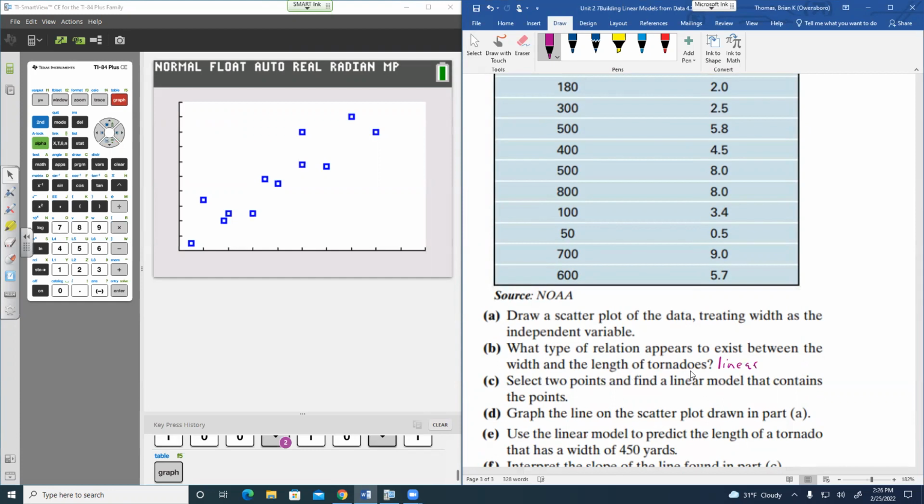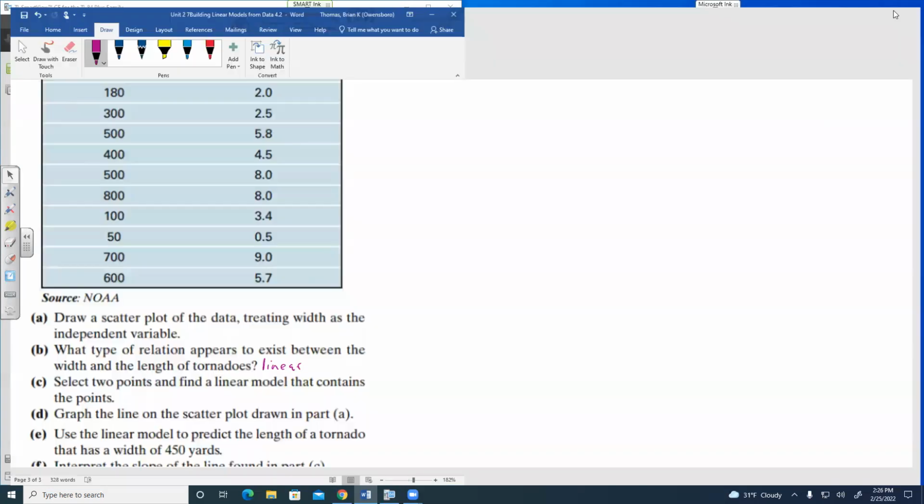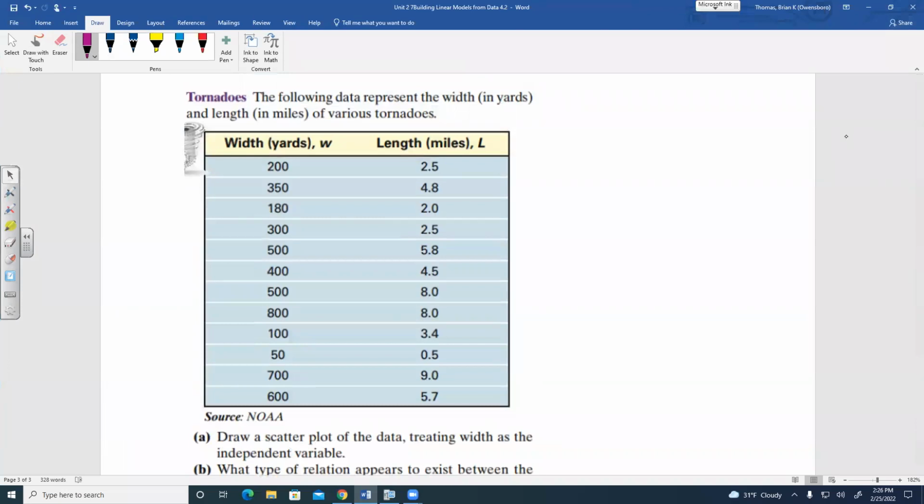Select 2 points and find a linear model that contains the points. So we're going to call it linear. So let's see if we can find a linear equation that fits that. Again, this equation is like y equals mx plus b. And we just got to select 2 points. I'm going to try to do one that's really high, the 700 and the 9.0. So that would be one ordered pair, 700 and the 9. Let's pick a low one, the 180 and the 2. Just like they were doing before, they picked a low data point and a high data point. The 800 would not have been bad either, 808. So we'll just do this and see what we get.